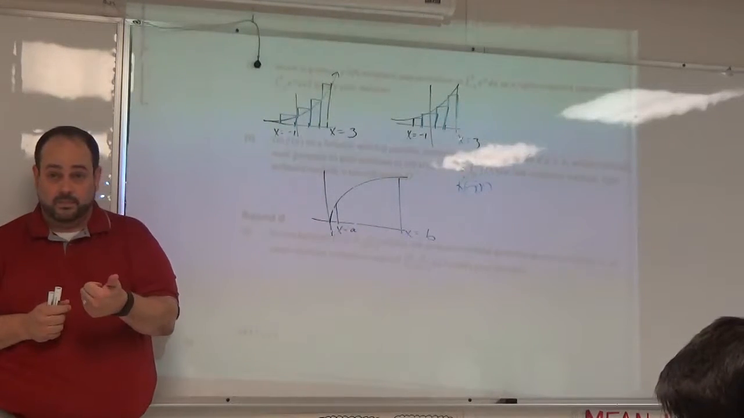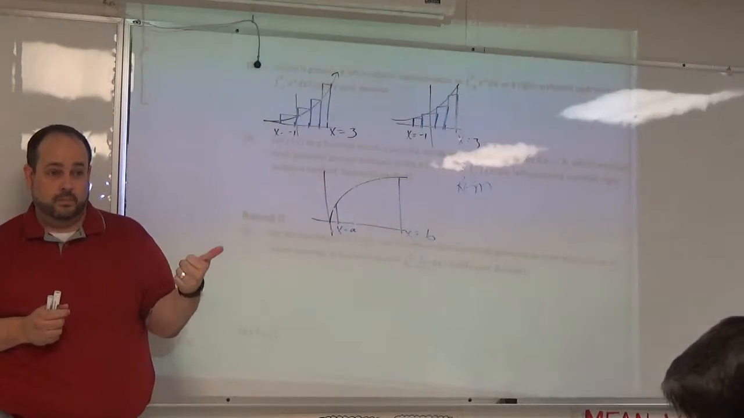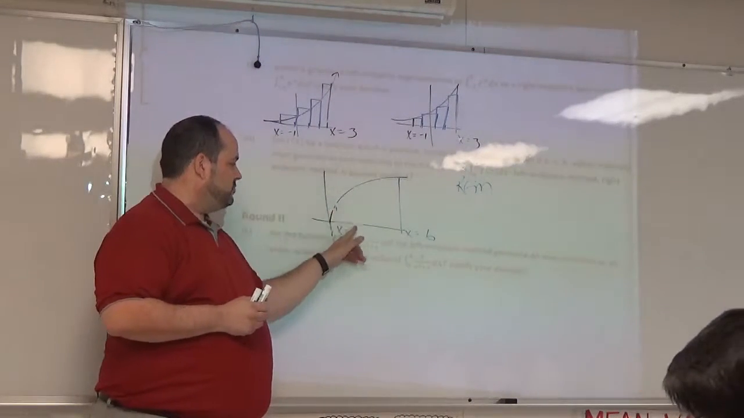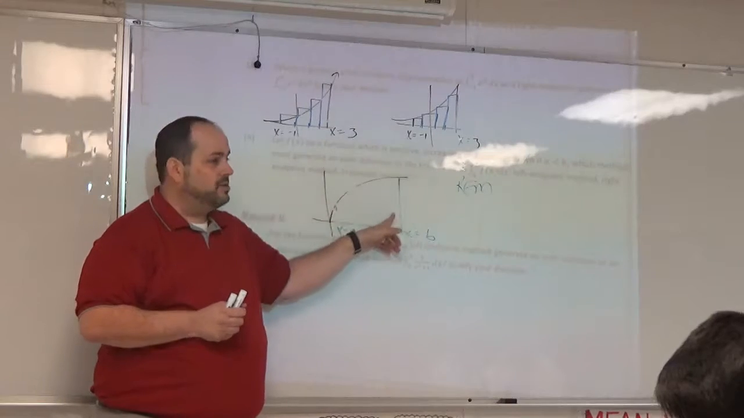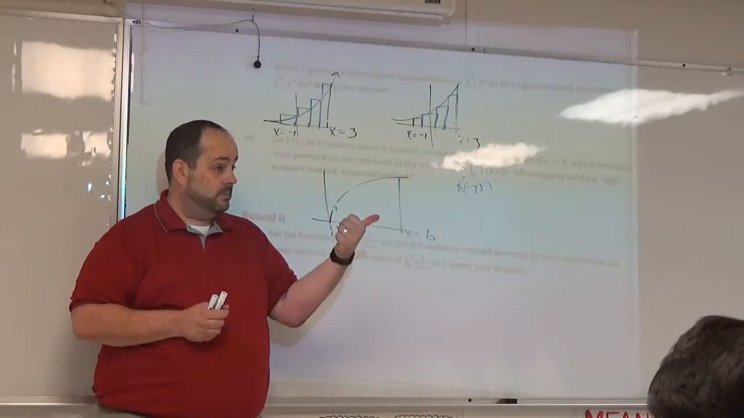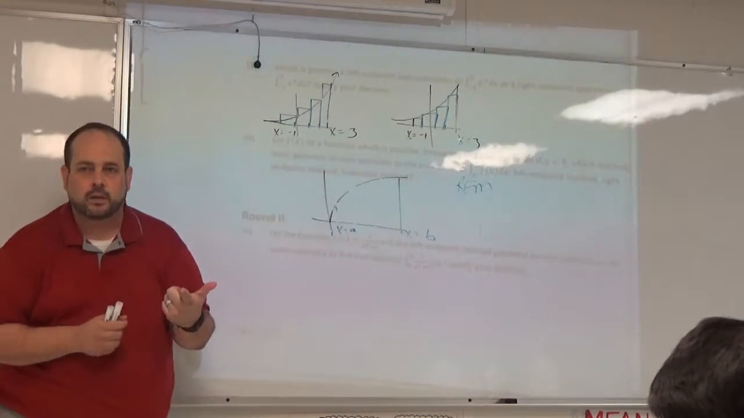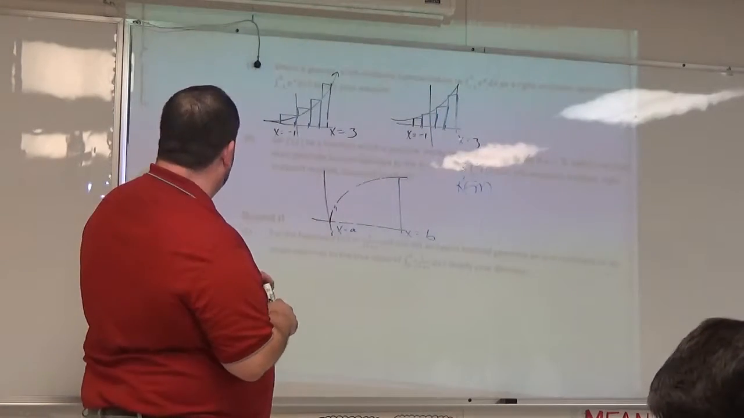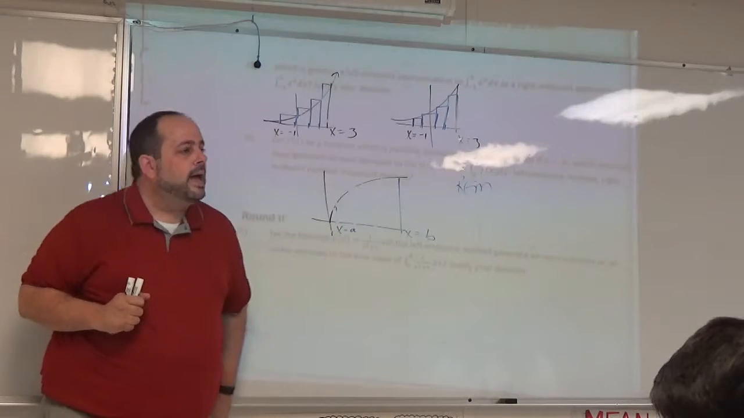Left endpoint method? Nobody's going for left endpoint method. Think about drawing some left rectangles here. They're all going to be underneath the graph, an underestimate. How about midpoint method? Is that not one of the options I gave you guys? Okay, good. How about trapezoids?